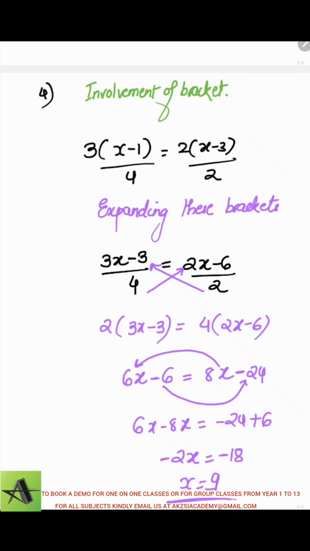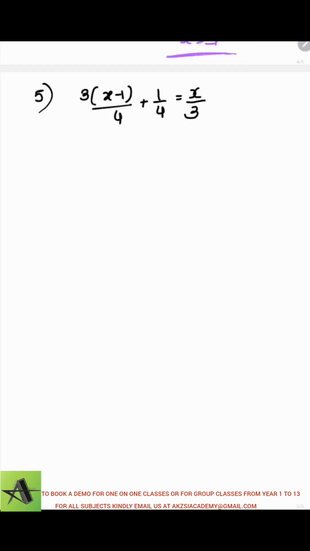Now let me do some mix and match and a little bit harder questions. Here you can see there are more than 2 fractions and the brackets are also there. So it's a combination of the techniques that we have seen. Now what you have to do is arrange them in one order. So let me expand it first.